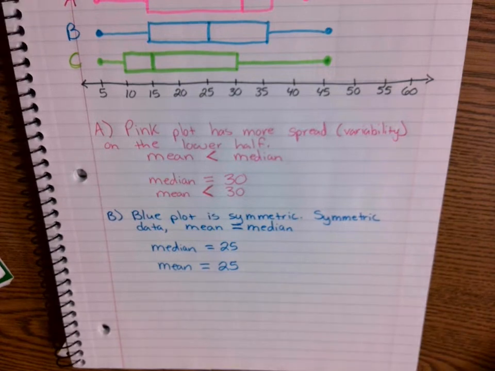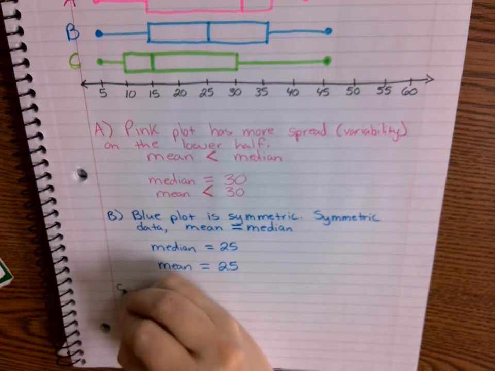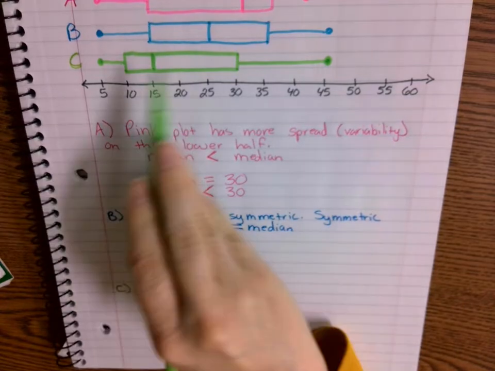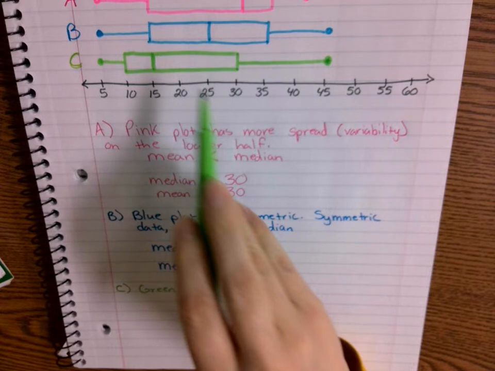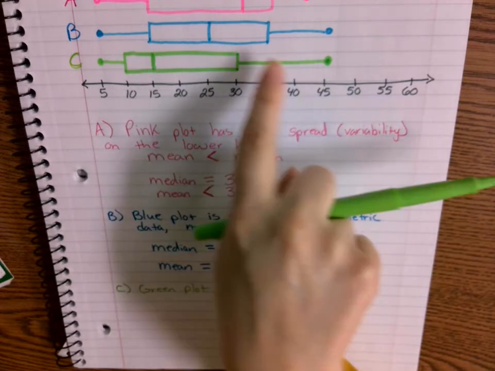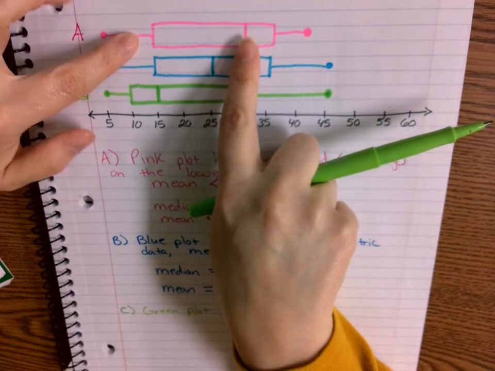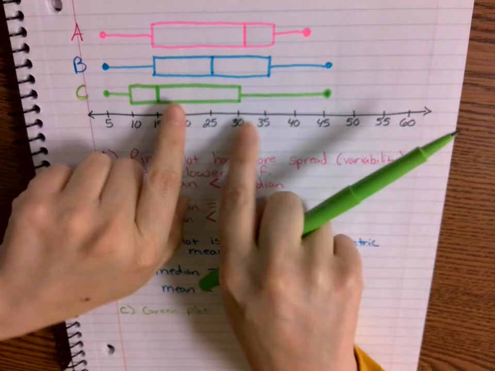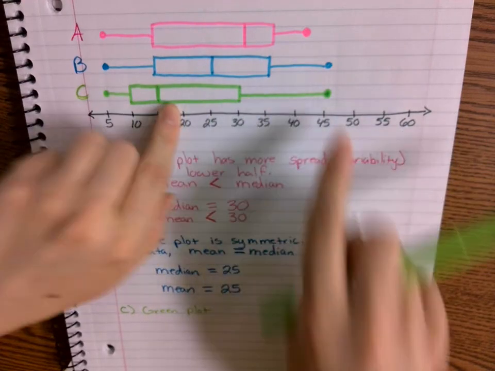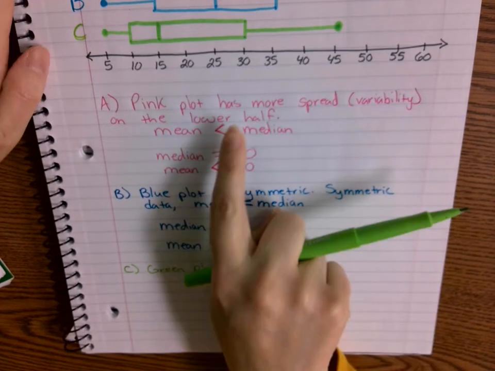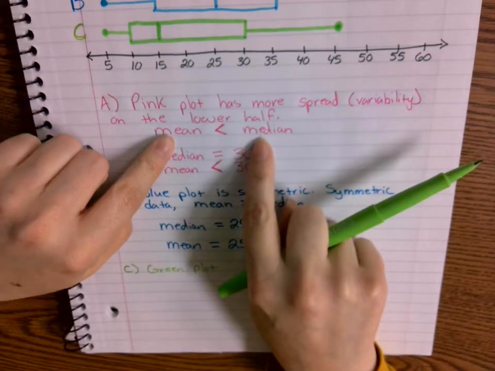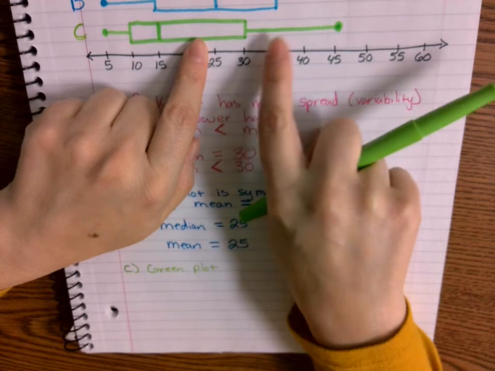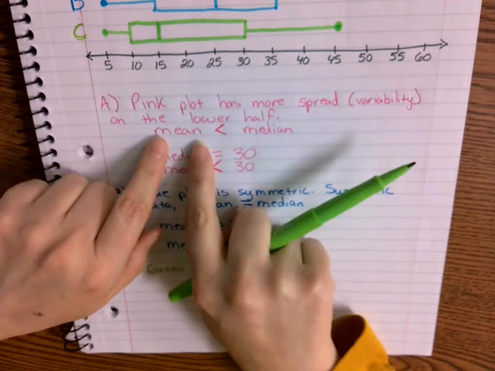All right, let's take a look at the plot C, our green plot. Is the green plot symmetric? No. And in fact, it's the exact opposite of what the pink plot was. In the pink, we had a larger spread for the bottom half, but for plot C, the green plot, we have a larger spread on the upper half, which means it's going to be the exact opposite of here. With the lower half being larger, your mean was less than your median. But if the upper half is larger, your mean is going to be greater than your median. Okay? So write that down.